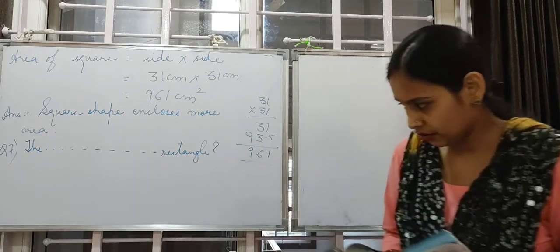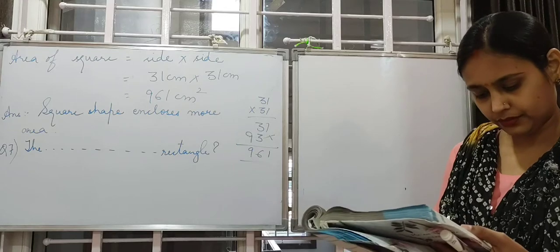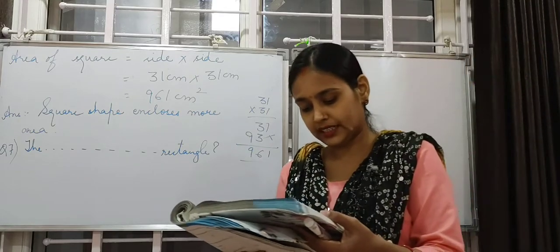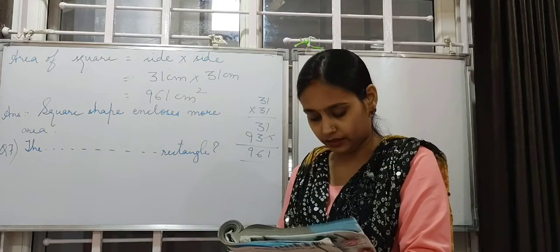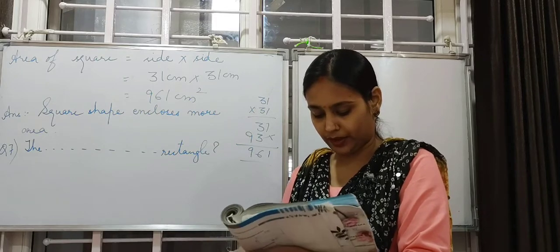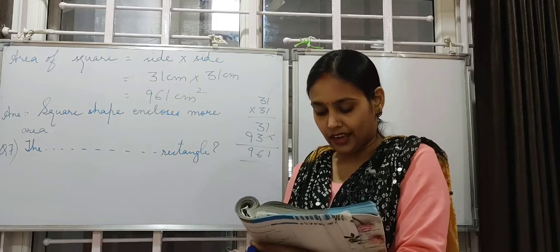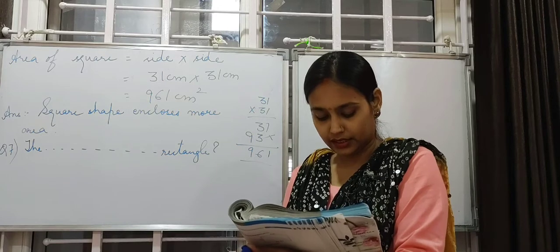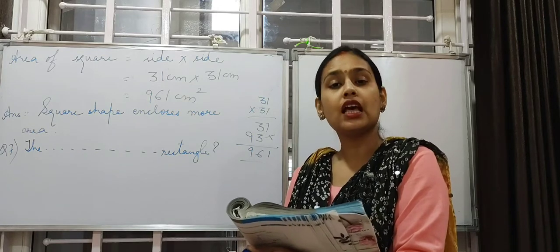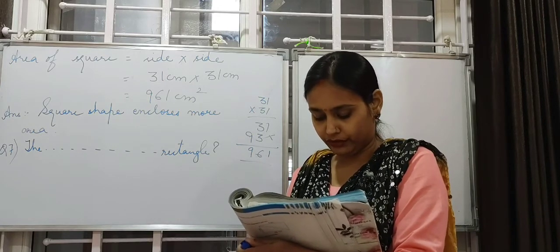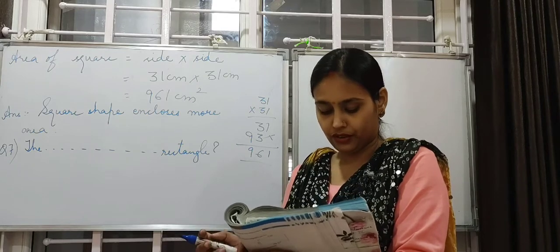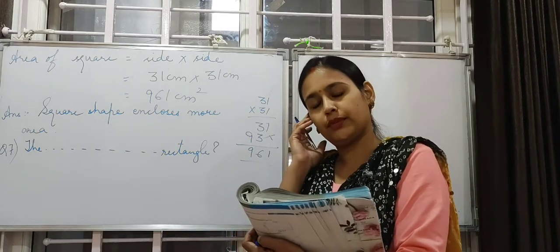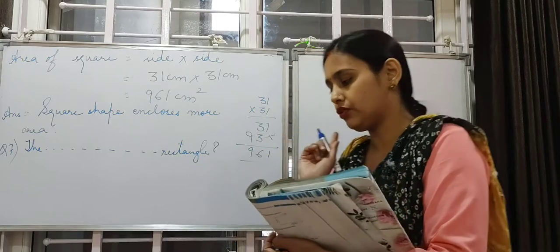Let's read question number 7. The perimeter of a rectangle is 130 centimeters. So the perimeter of the rectangle is given. If the breadth of the rectangle is 30 centimeters, we have to find its length and also its area. So first thing, what is given, we are going to write the breadth is given and the perimeter is given. We are going to write that.